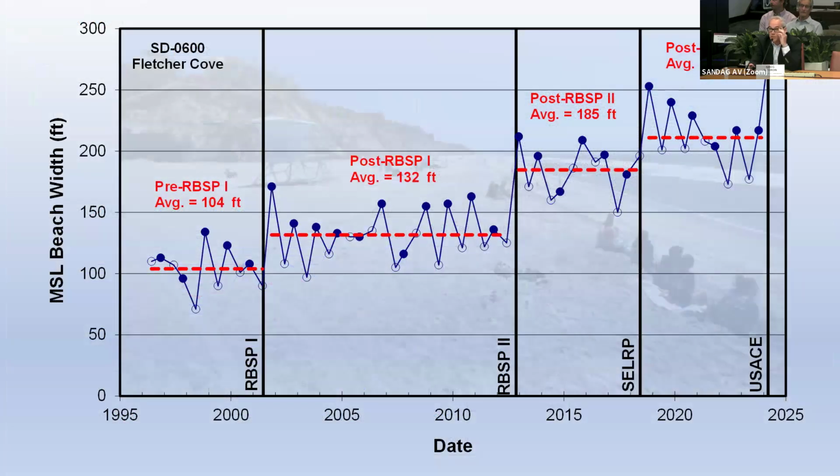Okay, the Corps of Engineers project just placed 700,000 cubic yards on this beach. So we're looking at the same type of information we just looked at, Encinitas at Moonlight. And so let's just go to the end. Look at where we are after 700,000 cubic yards placed on the beach, widest beach on record by a fair margin.